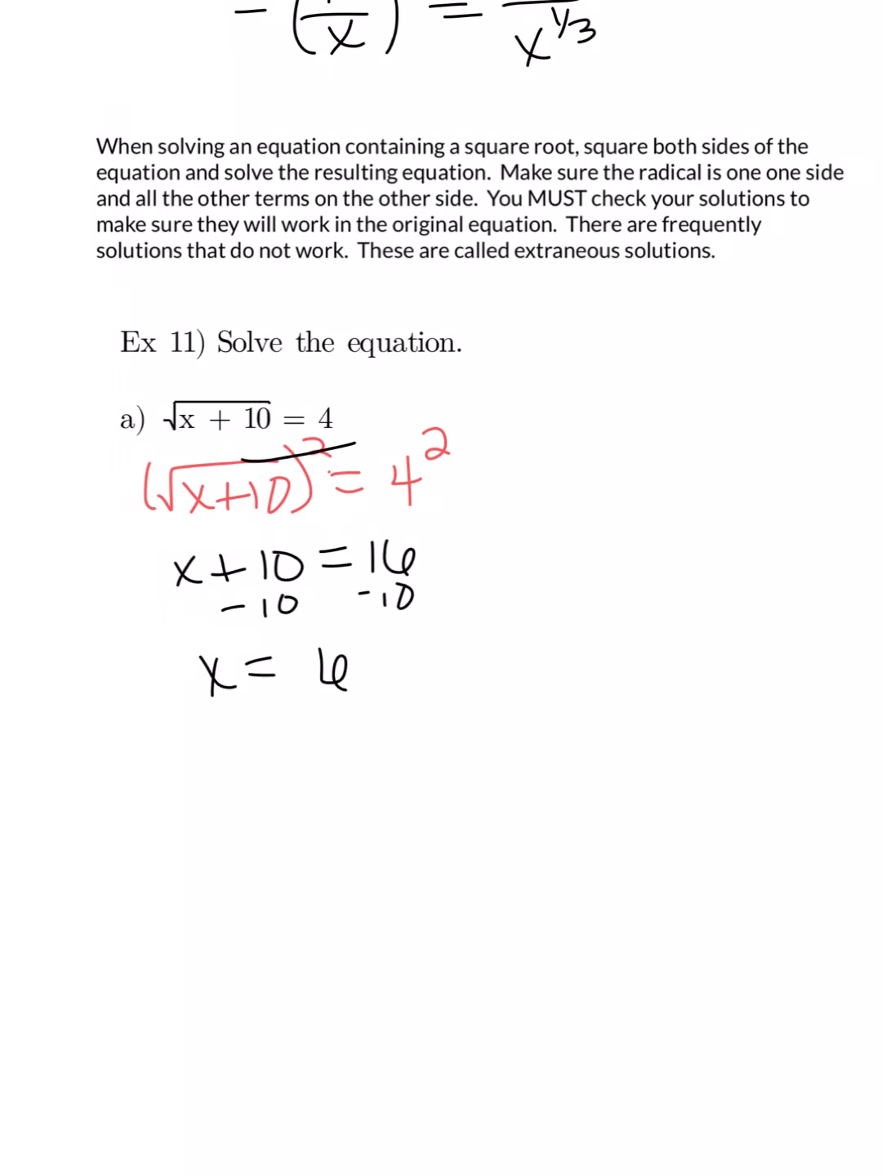We must check our solution. So I'm going to go over to the side here and check this. If I put 6 in my original equation, I will have the square root of 6 plus 10 equals 4. That gives me the square root of 16 equals 4. Is that true? Yes, it is. So we get to keep our solution.